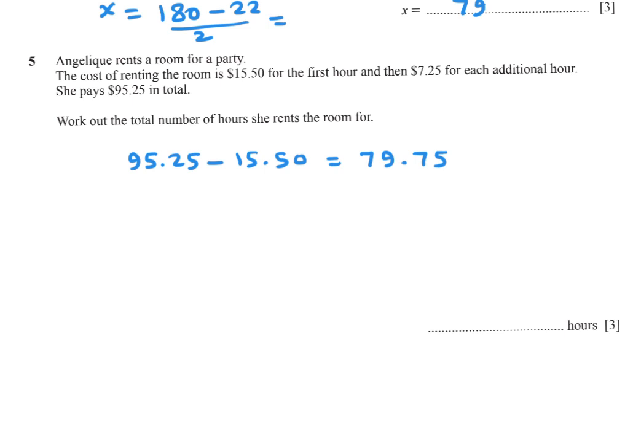79.75. To find the number of hours, we need to divide this number, 79.75, by the cost for each hour, which is 7.25. So we subtract the first because this is different. Now we divide because each hour after the first hour costs 7.25. Now divide: 11. So we have 1 hour, the first hour, for 15.50, and 11 hours for 7.25. So in all, we have 11 hours plus 1 hour, 12 hours.